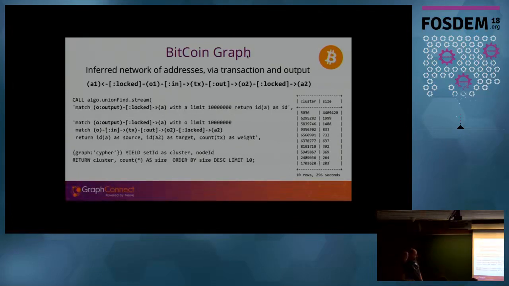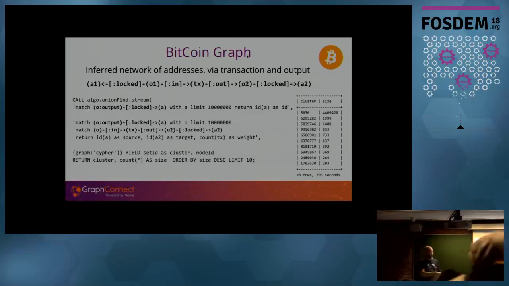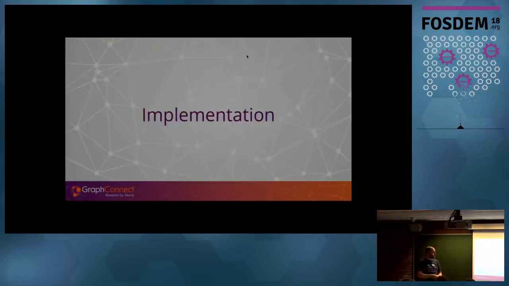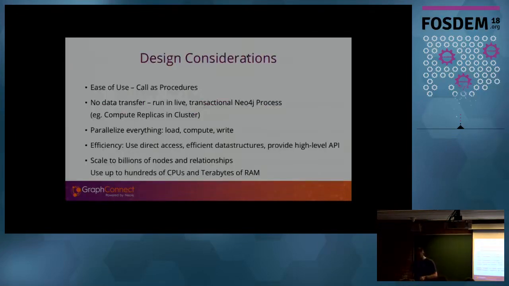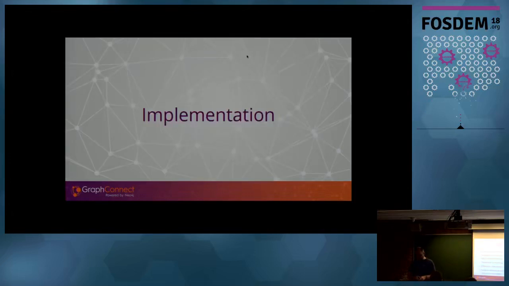On these 10 million nodes, a clustering algorithm runs in 300 seconds. We see that there are certain clusters which have a lot of members, like 4.4 million members, so a really large cluster of people exchanging money, but then there are also a number of smaller clusters that come out of that. So these were some experiments that I did on the Bitcoin graph.